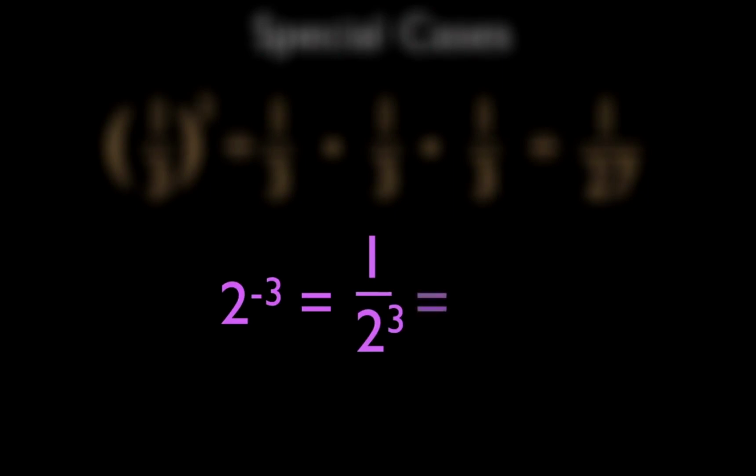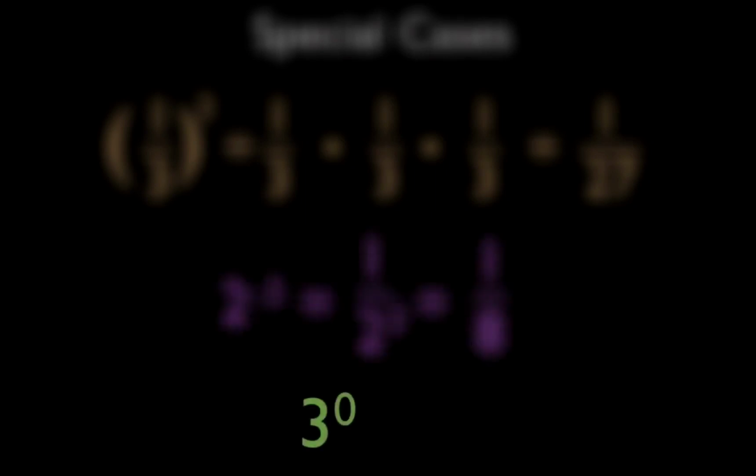To simplify, since the whole 1/2 is not inside parentheses, we simply take the bottom, and 2 times 2 times 2 is 8. The third special case is a number raised to the 0 power.